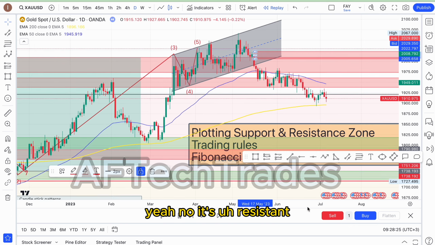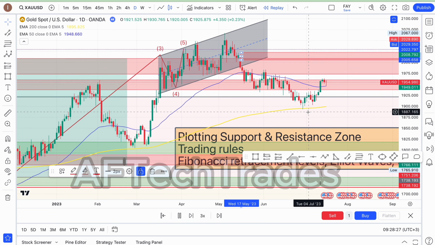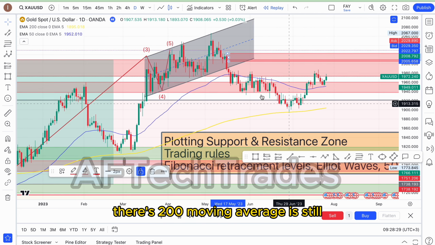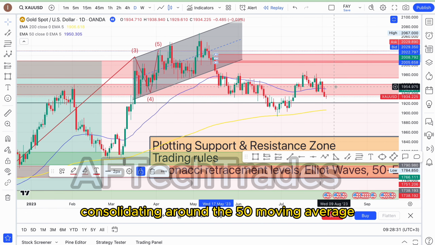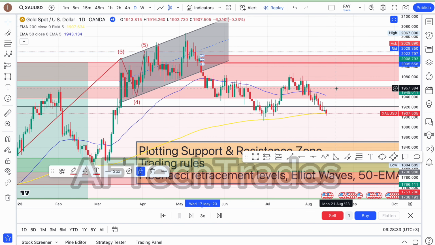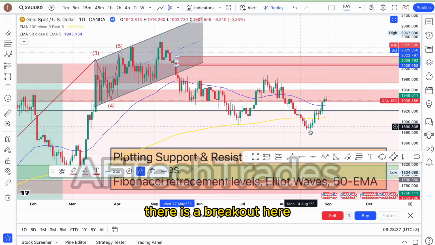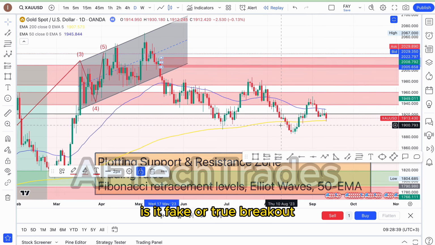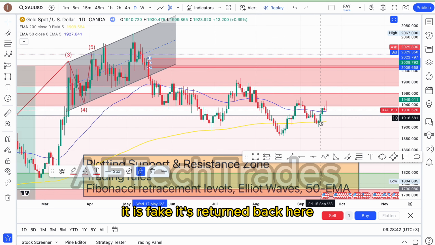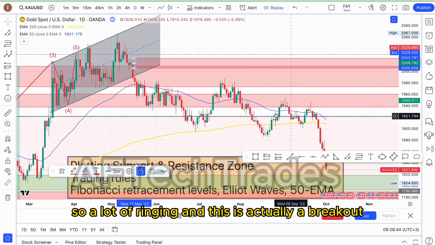No, it's resistance. That's the 200 moving average. It's still consolidating around the 50 moving average. So it's risky. You don't waste your money here. There is a breakout here. Is it fake or true breakout? It is fake. It returned back here. It came back here, support. So a lot of range.